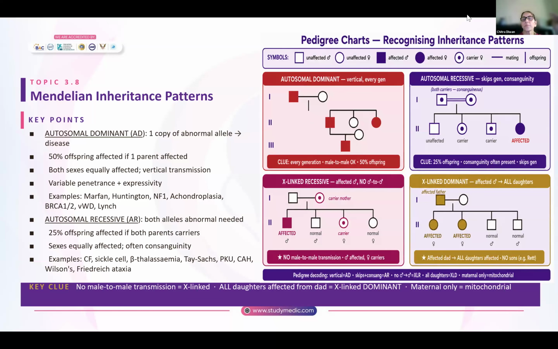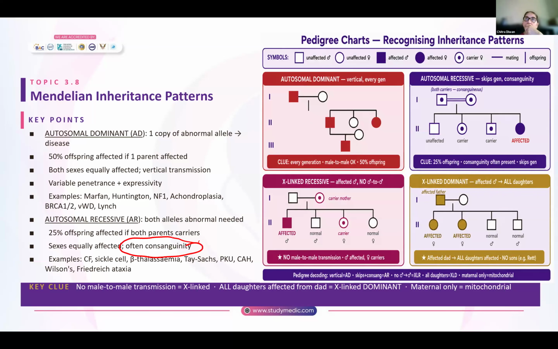Autosomal recessive. Recessive means the trait is expressed only in the homozygous form. That means both of the alleles have to be abnormal for the gene to be expressed. When both parents are carriers, about 25% of the offspring, that means 1 in 4, will show the disease pattern. Because it is autosomal recessive, both sexes are equally affected, and it is usually expressed in families that have consanguinity.